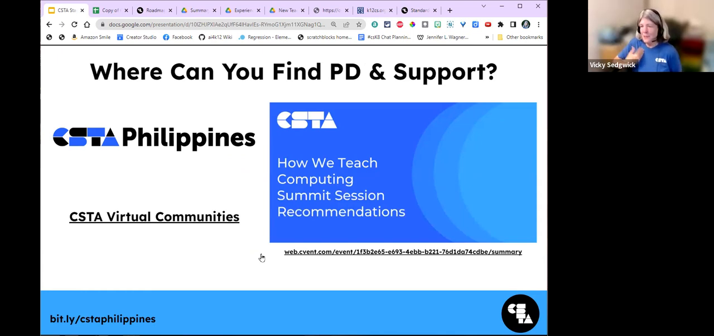The purpose is we can all improve. So where do we go for the improvement? And I know you guys are planning on saying, let's fill this out so we know what we want to focus on, right? So CSTA Philippines knows, oh, teachers need to focus here, right? So CSTA Philippines will probably be your first choice.